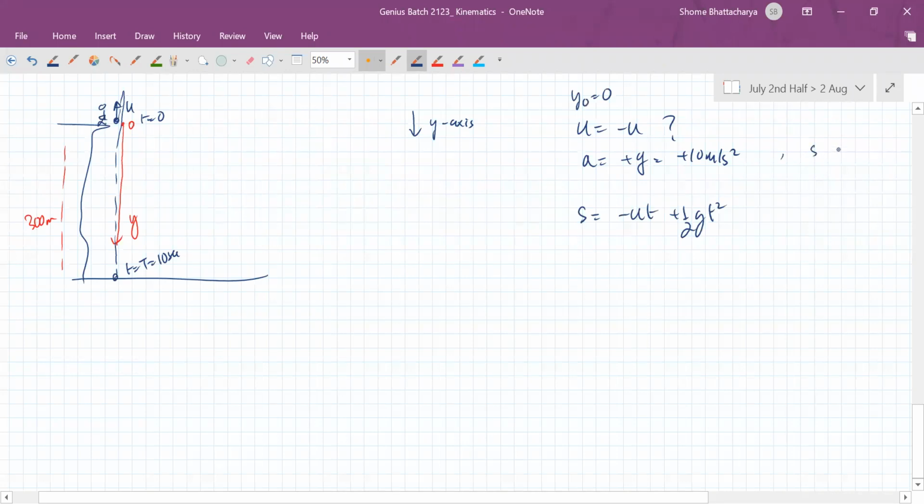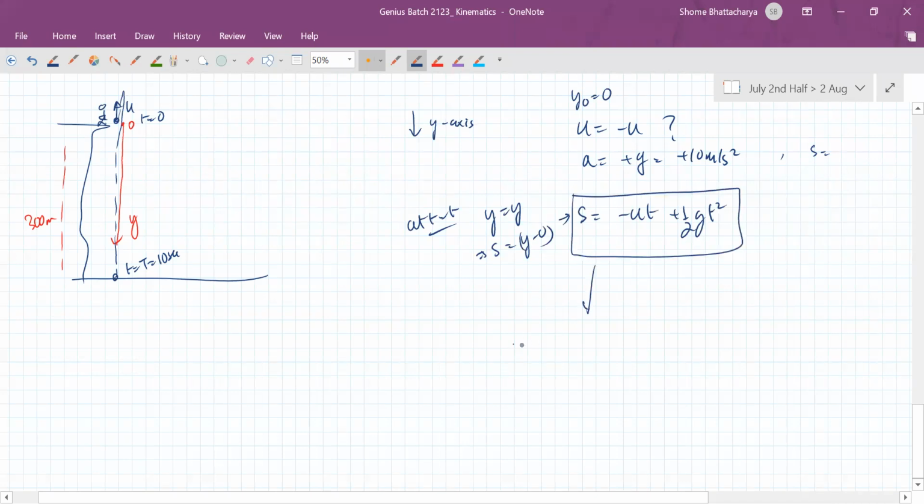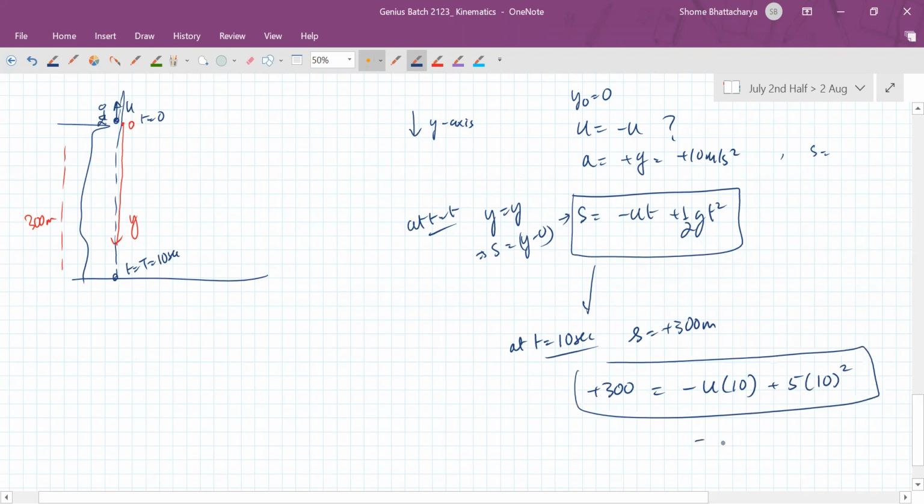So displacement is equal to, at t equal to t, y is equal to y. So displacement is equal to y minus 0. So that is this. Now in this we'll substitute that at t equal to 10 seconds, the displacement is plus 300 meters. So plus 300 is equal to minus u into time plus 5 into 10 square. So this is the equation we'll get, and as you can see, this will also give the same.